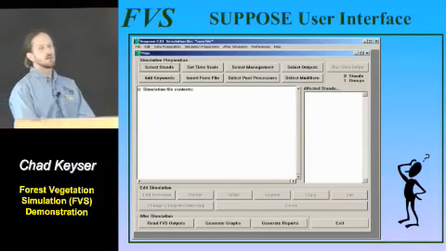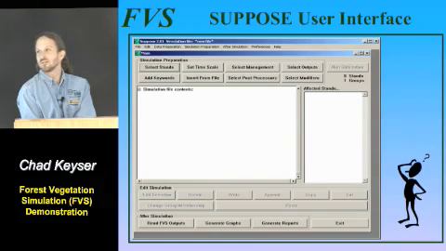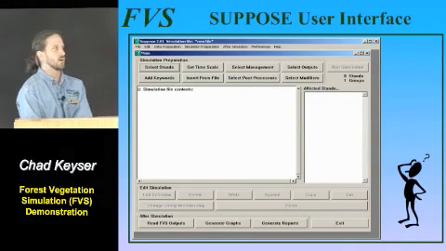And like I said before, after our trainings, most of our users will not be sitting here like this trying to figure out how to use the Suppose interface to run the model. It's actually pretty straightforward when you get down to it.